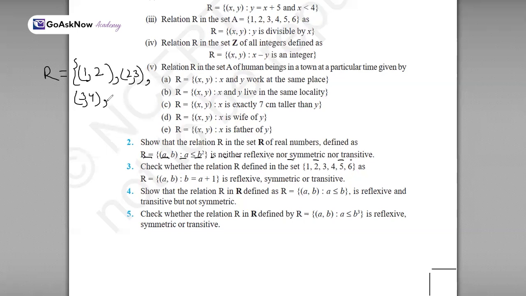Then you can also write here (1, 1) also. So there are infinite ordered pairs in this relation. So first of all, I have to check whether it is reflexive or not. So if I have (1, 1), is it present in the relation R or not? Yes, it is present because 1 is less than or equal to 1 square. This is true.